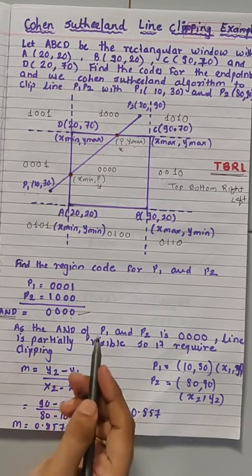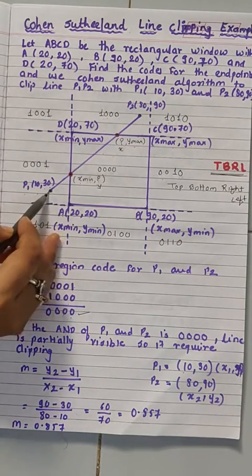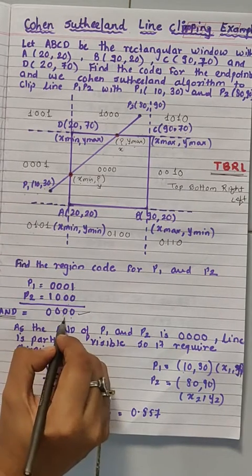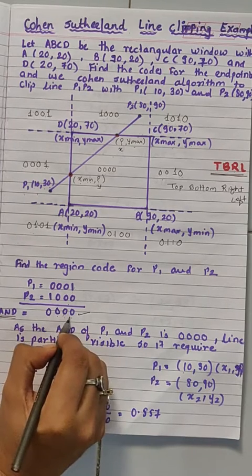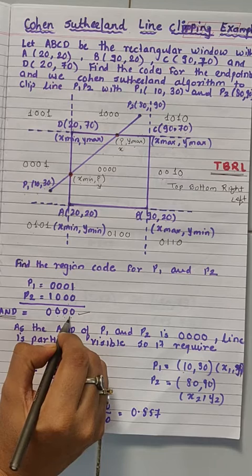If both the points P1 and P2 lie outside the window, there are two cases in Cohen-Sutherland: either the line will be completely invisible or the line will be partially visible. It depends on the result of the AND operation. Based on the result of this AND operation we decide whether it is invisible or partially visible.